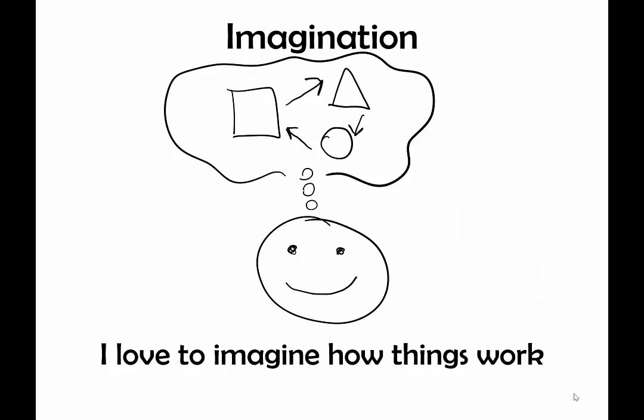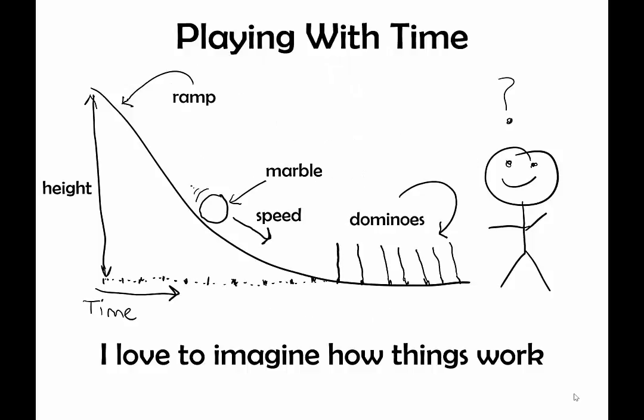I love to imagine how things work. And one of the things I love to imagine is time. When I was a kid, I would play with time. In my room, I had a ramp, and on the ramp, I had marbles, and I would roll the marbles down the ramp and knock over dominoes that were at the end of the ramp. And one of the things I loved to do was to measure how long it took the marble to roll down the ramp at various heights. I didn't do this with a stopwatch or a timer. I just took snapshots of it as the marble was rolling, and somehow I could keep track of time.